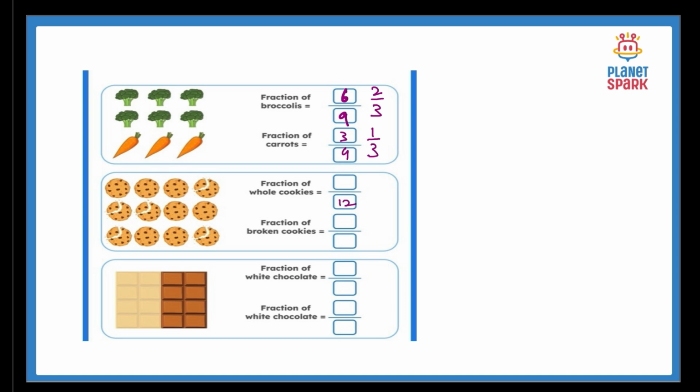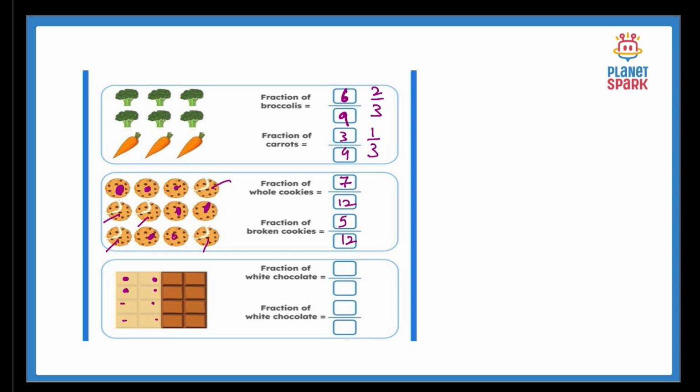The next part gives us the whole biscuits. The biscuits which are not divided, not broken in parts, are the whole biscuits. In total you can see there are 12 biscuits. Out of 12 biscuits, the whole biscuits are 7. So the fraction is 7 over 12. The broken biscuits are 5, so the fraction of broken biscuits will become 5 over 12.